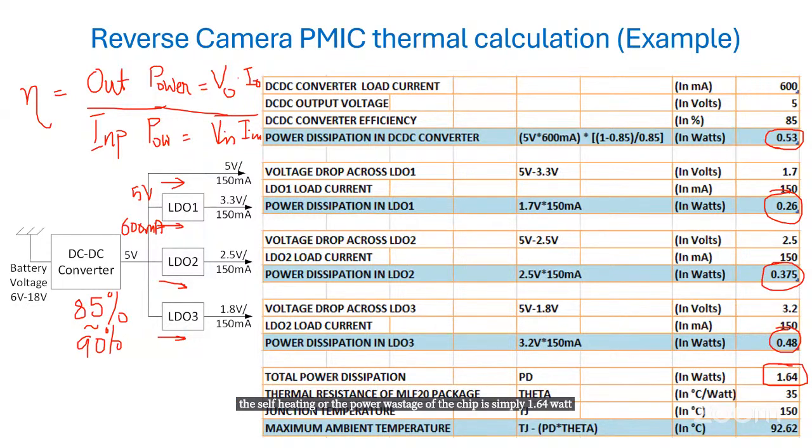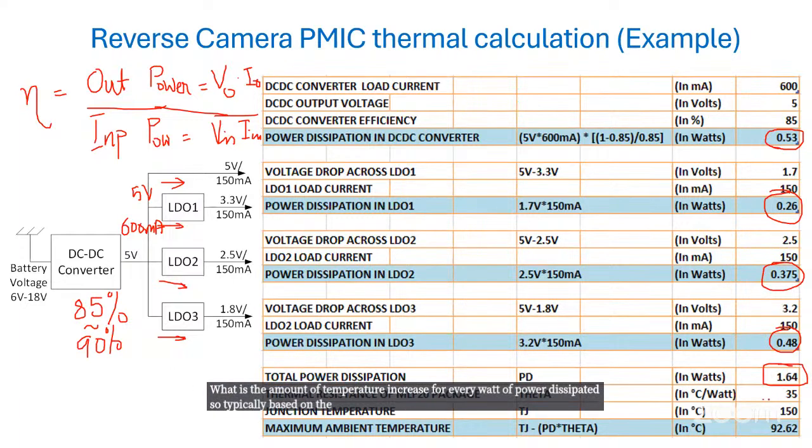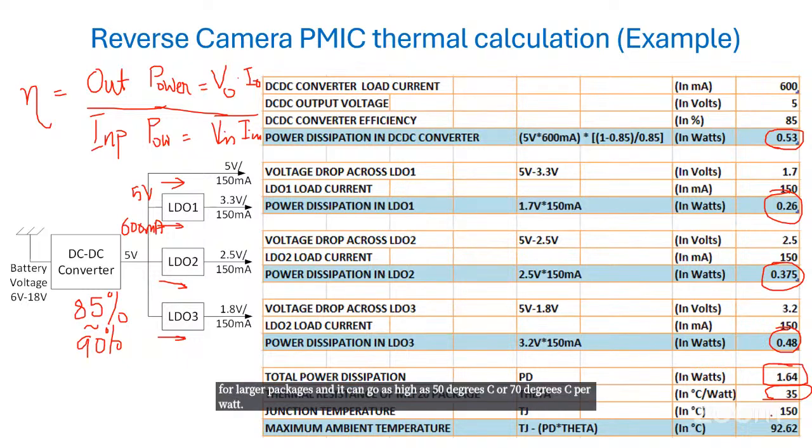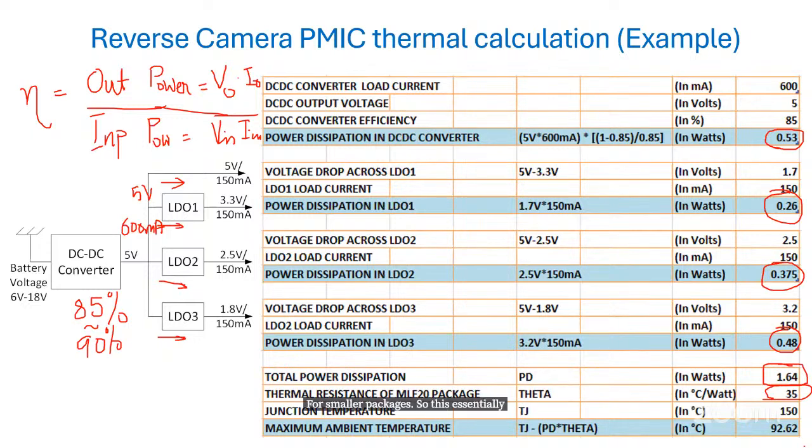And each package has a thermal resistance. This means the amount of temperature increase for every watt of power dissipated. Typically, based on the package, you get the number from the vendor. It can be anywhere between 35 degrees C per watt for larger packages, and as high as 50 or 70 degrees C per watt for smaller packages. So this essentially means that if you have 1 watt of power dissipated on the chip, then the chip temperature will increase by 35 degrees.